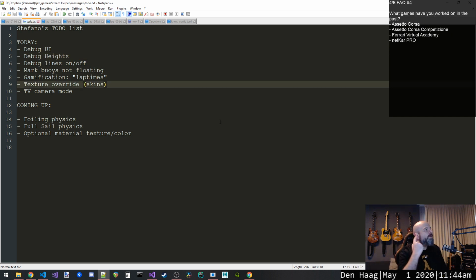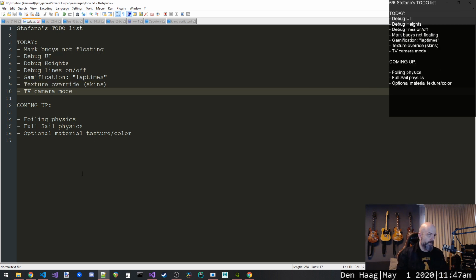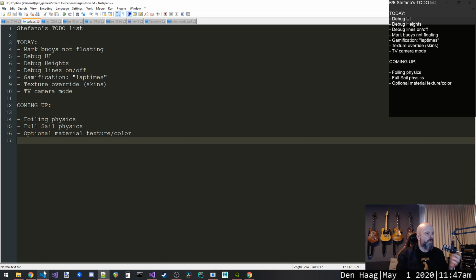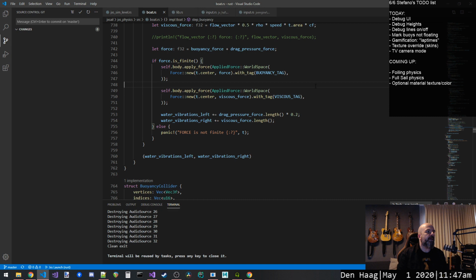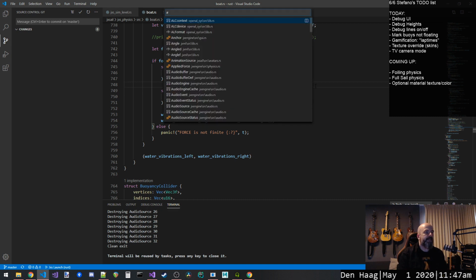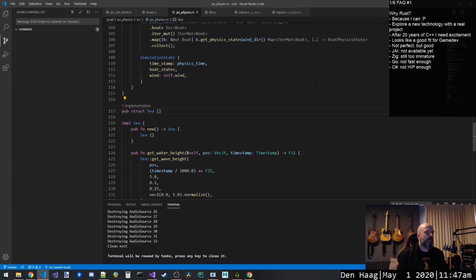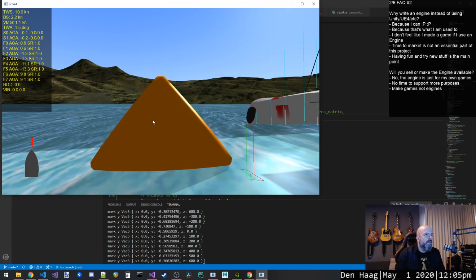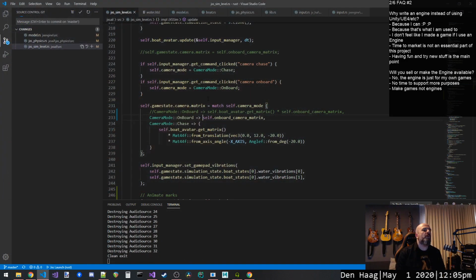What do we do next? What am I in the mood to do? Mark buoys not floating. Well, considering that I have waves, that's what time it is. It's almost 12. This should be super easy because I have the formula. The only thing is I basically need the C, which is already public. Are you moving? It's not moving. Update bones, Stefano. Update bones.